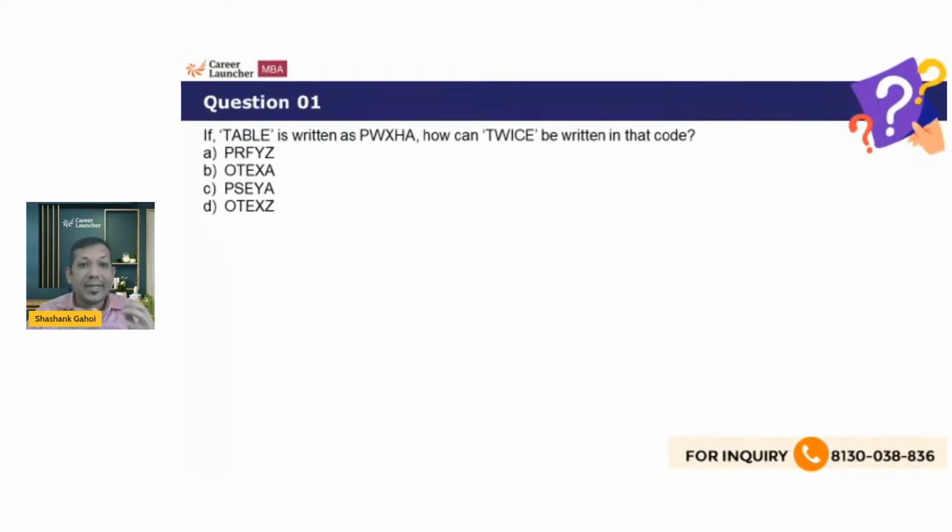Now, the first question is: TABLE can be written as this, then TWICE can be written as what? So, first of all, when we talk about coding and decoding, always remember that the first thing you are supposed to do is to write corresponding numbers. So, T is 20, A is 1, B is 2, L is 12, E is 5. Now, what do we have? We have P, W, X, H, and A.